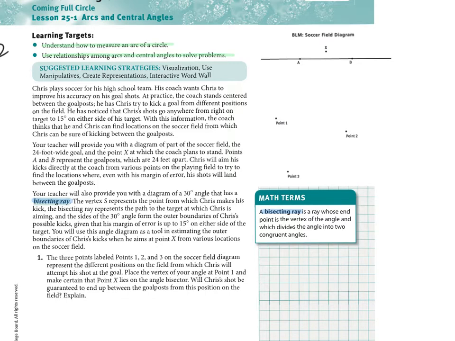Number one says the 3 points, as we have labeled on the soccer field diagram, are the different positions that he's on the field to attempt his shot. We're going to start off looking at point 1. When we set up and have our vertex at point 1, and we draw our 30-degree angle, it's going to look a little like this. So let's start off with point 1. What's going to happen is it's going to perfectly line up just like this.